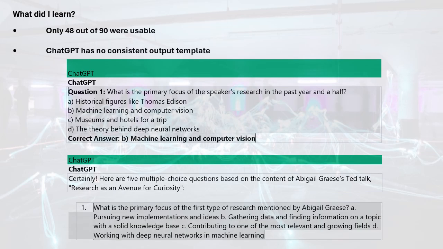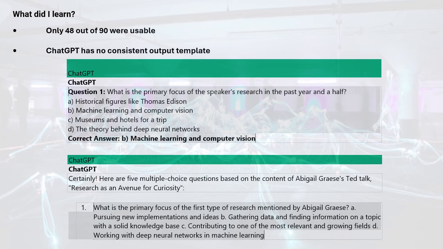Of the 90 questions generated by ChatGPT in this exercise, 42 of them were immediately deemed unusable. The most common reason was the question and associated answers were just too ambiguous and vague, or they wouldn't really assess the student's engagement with the talk.